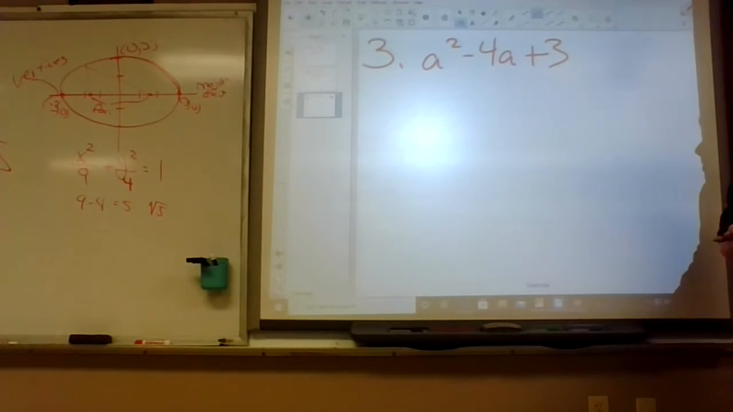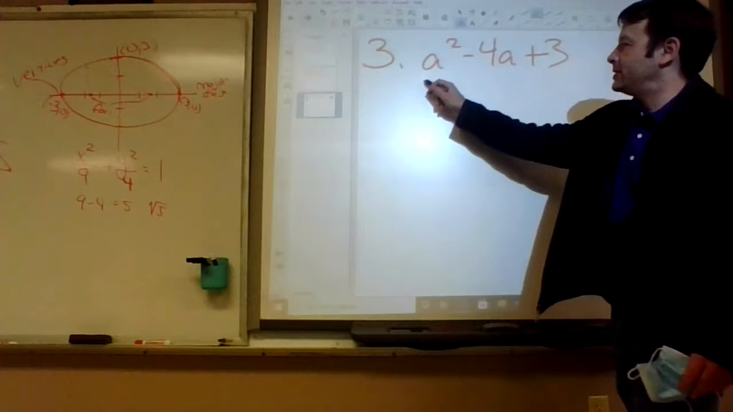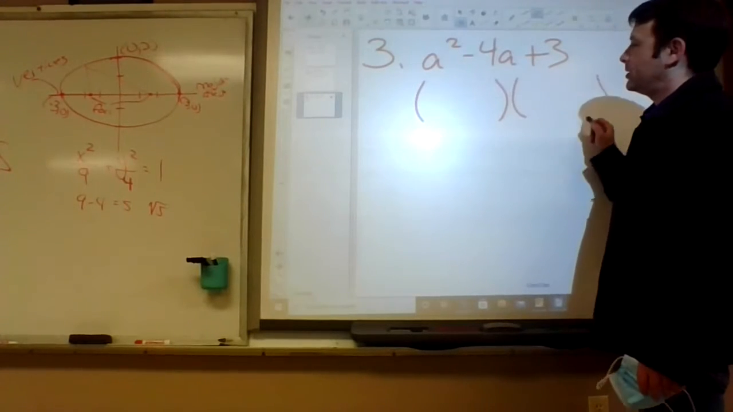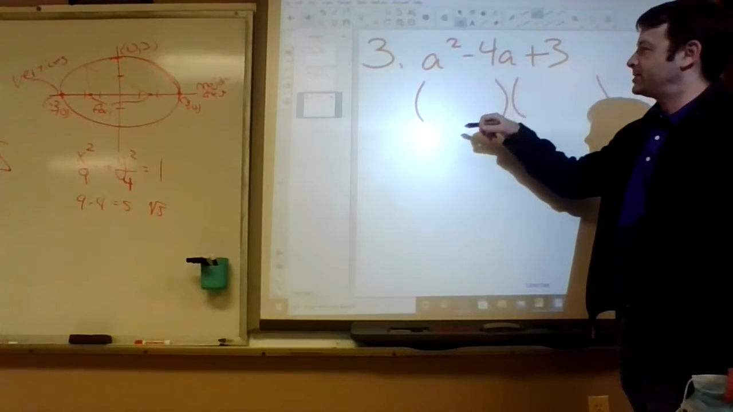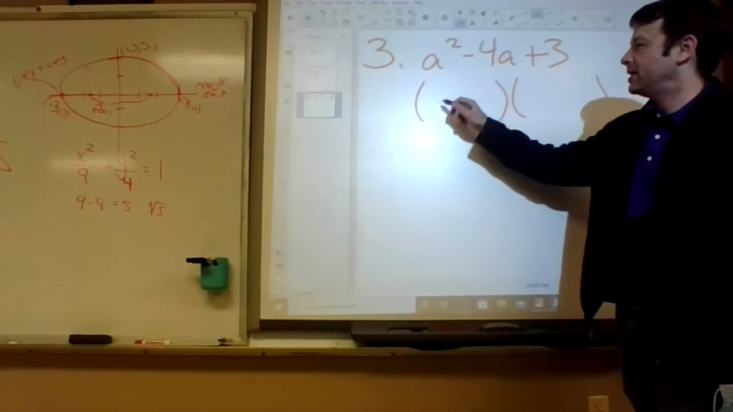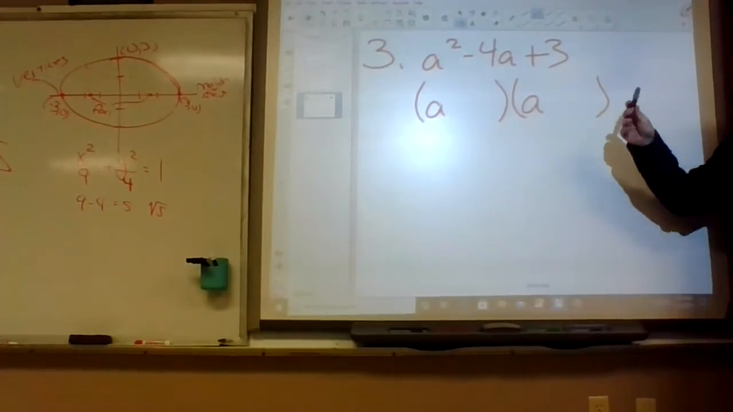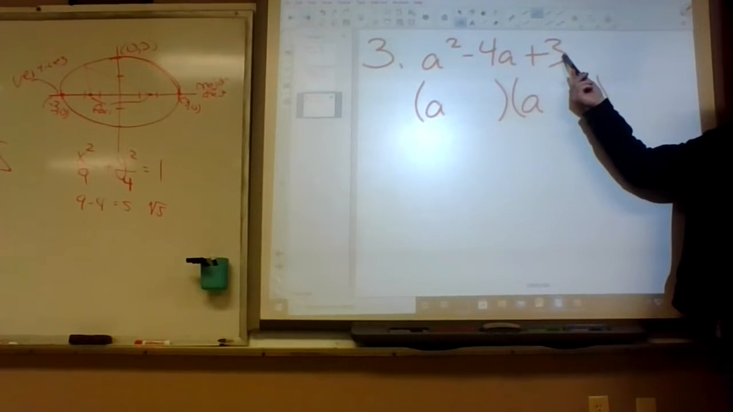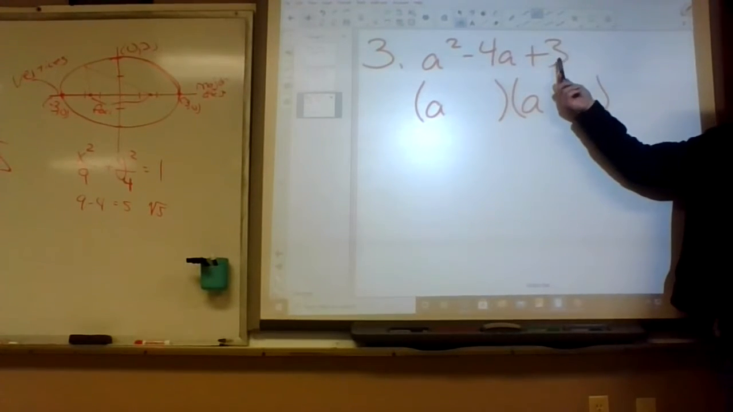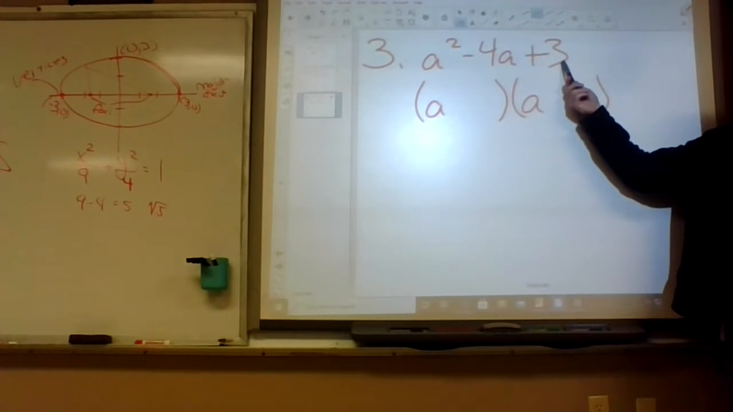You guys remember how I did it? Actually, Marianne, what's going to go in the front? A and a. This one's going to maybe trick us a little bit. Okay, what multiplies to 3? 1 and 3.